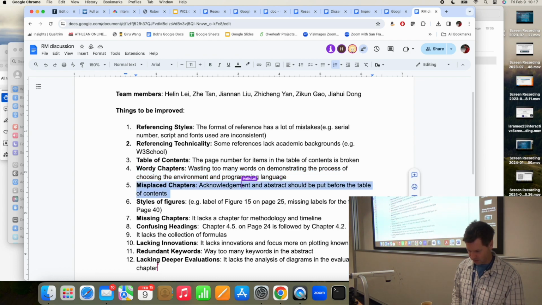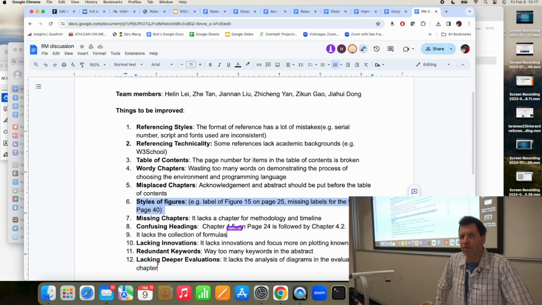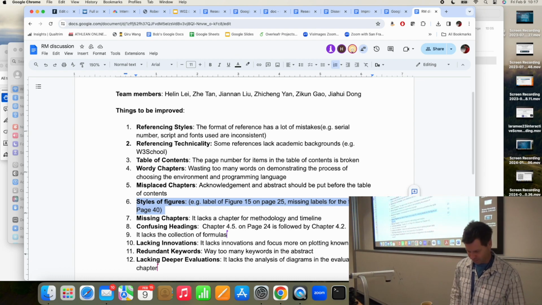Style of figures. Yes, that's right. The figure captions are especially poor in this dissertation. Basically, they kind of ignored the figure captions. Missing chapters. Yes, that's correct. Confusing headings. Yes, that is confusing. That's well spotted. Yep. Lacks formulas.